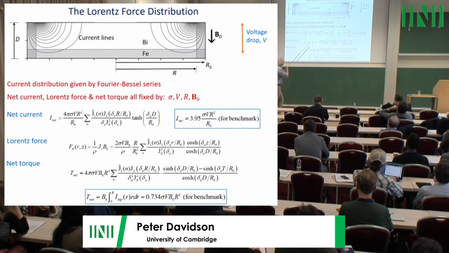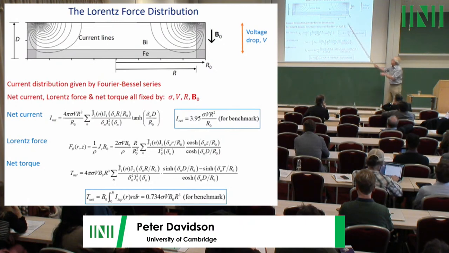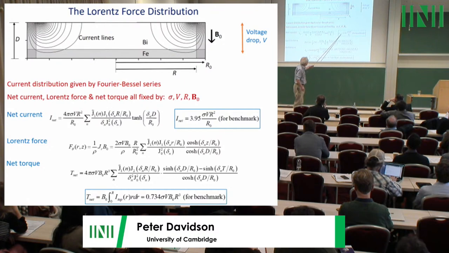Okay, so the force distribution bit's easy. You've got a cylindrical cell, very simple boundary conditions because the conductivity here and here are the same. In this particular case, some current is dipping into the bottom, so I lied slightly. The point is you can get an exact solution for the current distribution in terms of a Fourier-Bessel expansion. Once you've got that, you can get the net current through the cell. That's the expression I showed you earlier.